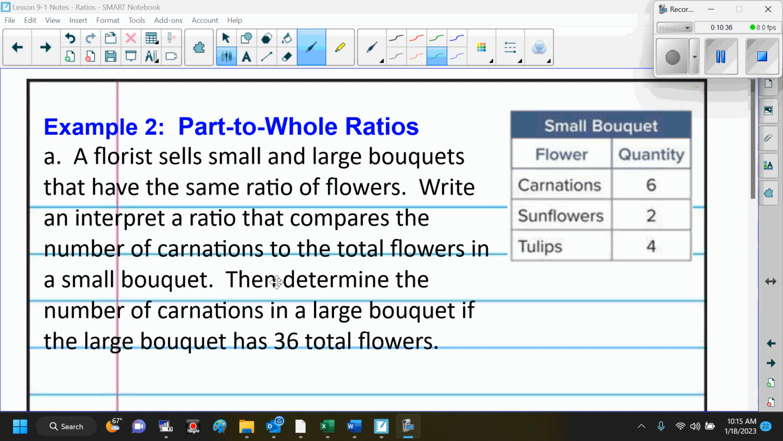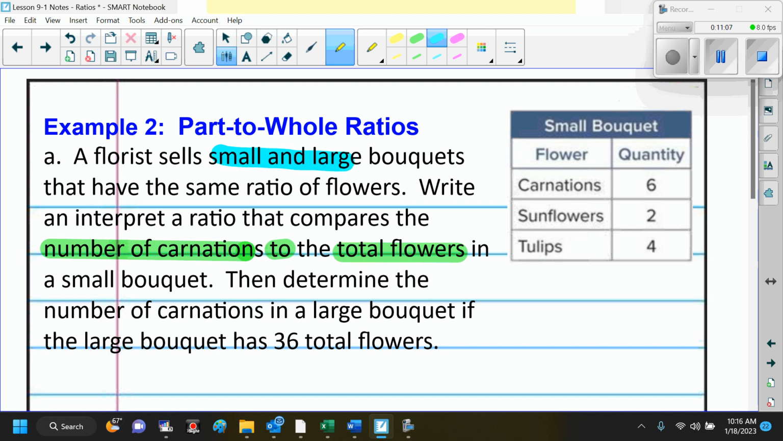So, what are we comparing? Good. We're comparing the number of carnations to the total flowers. Does everybody see that ratio? The number of carnations to total flowers. Now, what's also important up here is that the small and large bouquets have the same ratio of flowers. That's also important to keep in mind.